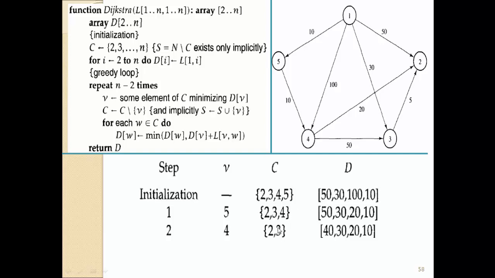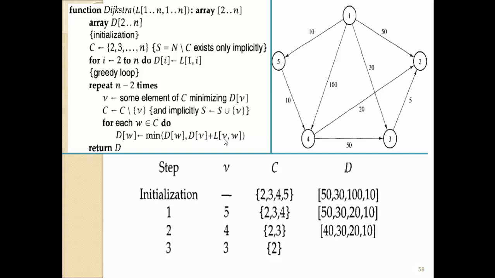So remove 3 from this C candidate set and store it inside the V variable. So V will be 3, and C has only one element, that is 2, right? So this loop will be executed only once. It is for 2 only. So when W is equal to 2, then D of 2 is equal to minimum of D of 2. So D of 2, as we already discussed, that is 40, and D of V, that is D of 3. D of 3 is 30.